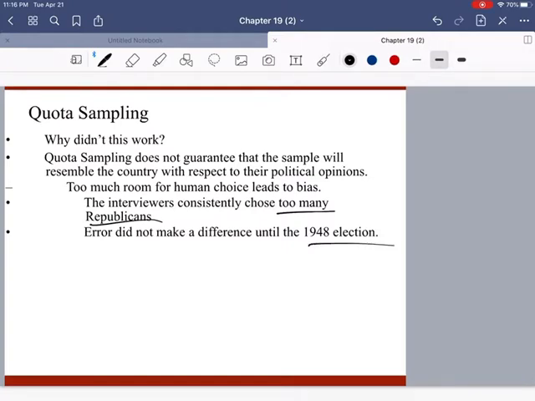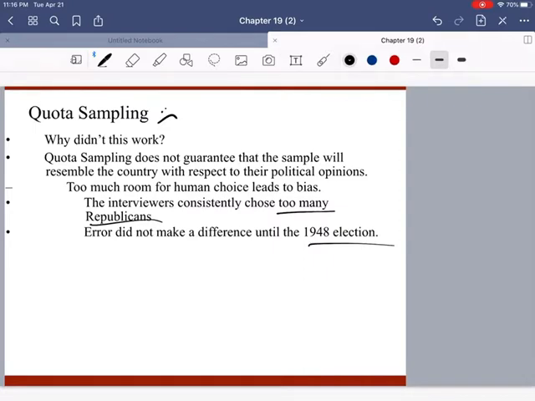This didn't make a problem until the 1948 election, but as the country continued developing and more people started voting, we saw more problems with it. And so quota sampling just doesn't guarantee that the sample will actually resemble the country, because there's too much room for that human error. So quota sampling, not so great.